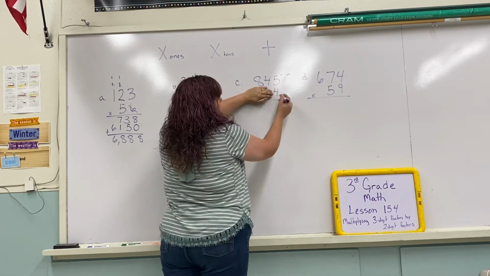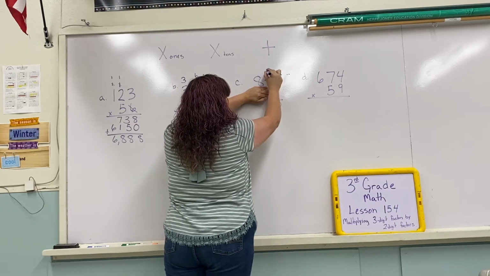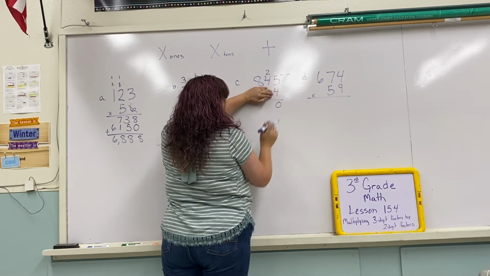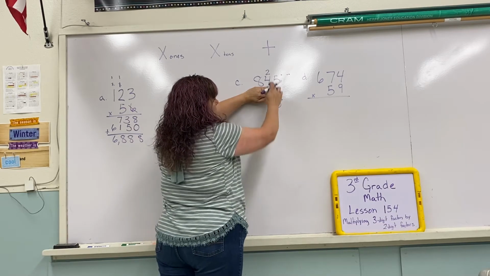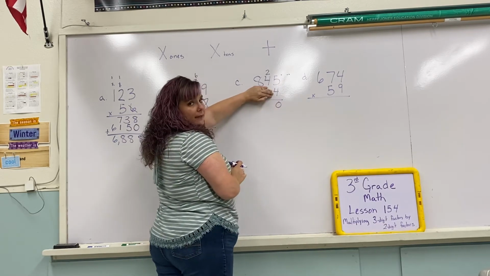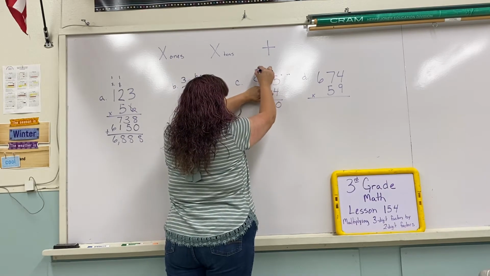Okay, 5 times 4 is 20. 4 times 4, 16 plus 2, 18.